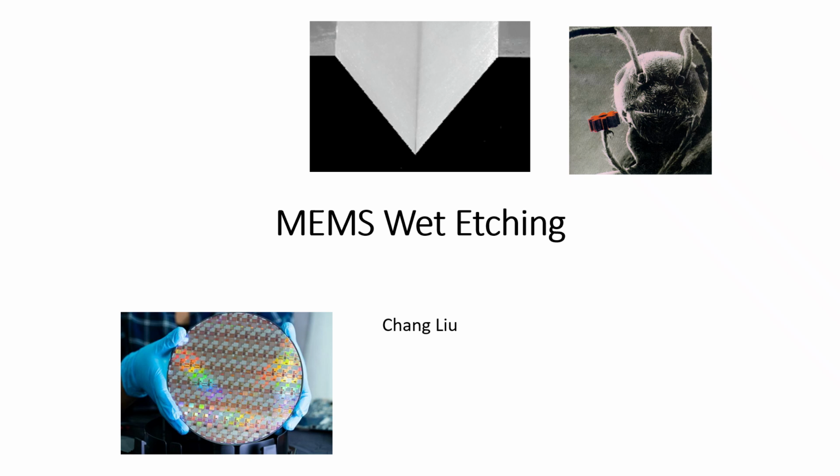Welcome back to the introduction of MEMS. We'll be talking about MEMS wet processing. If ever you see a slanted structure like this in silicon, it's made by wet etching.